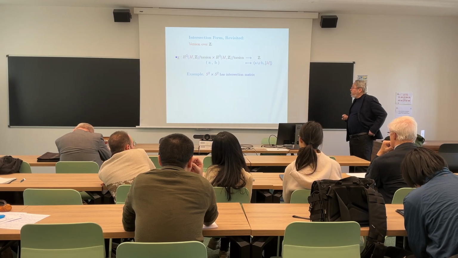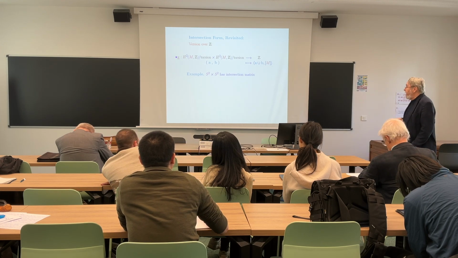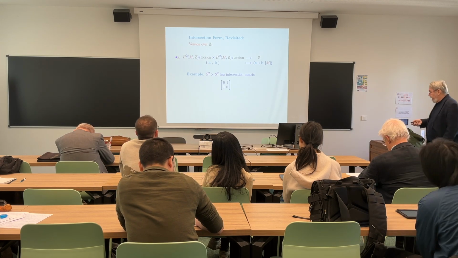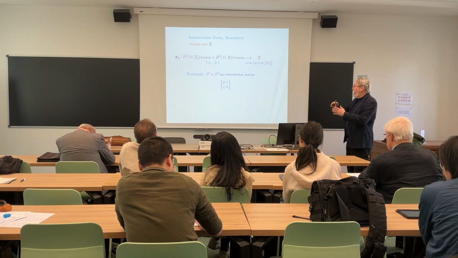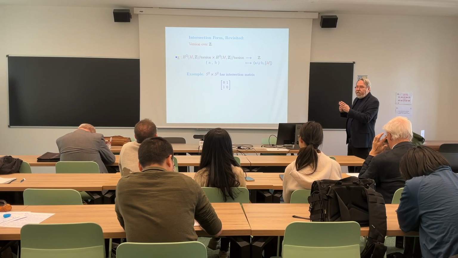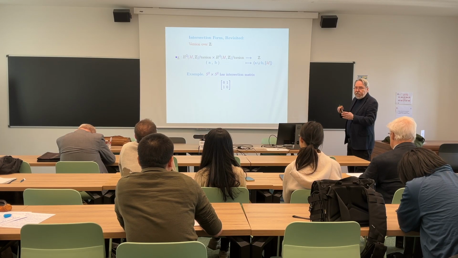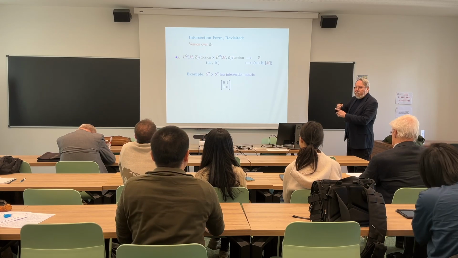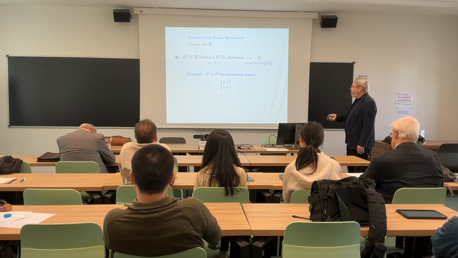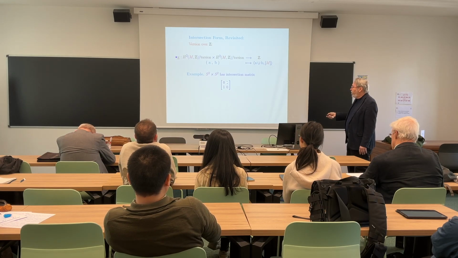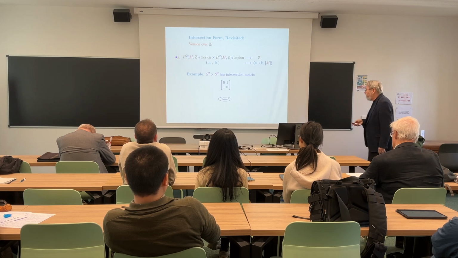Now, another interesting example would be S2 times S2, which I mentioned a moment ago. On S2 times S2, you have an obvious basis given by the first factor and the second factor. The first factor you can slide around so it doesn't intersect itself, and the same for the other factor, but the two meet each other in a point. And so what you find is the intersection matrix is a 2 by 2 matrix with ones off the diagonal and zeros on the diagonal.